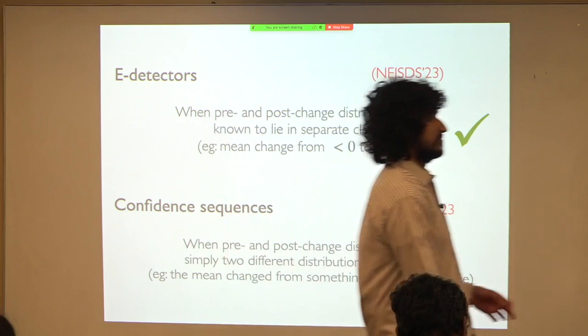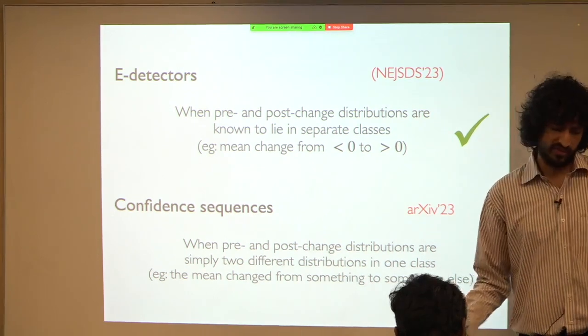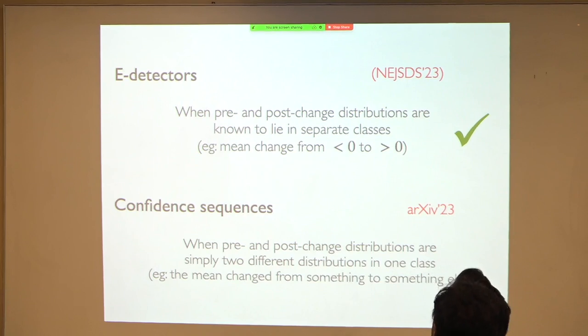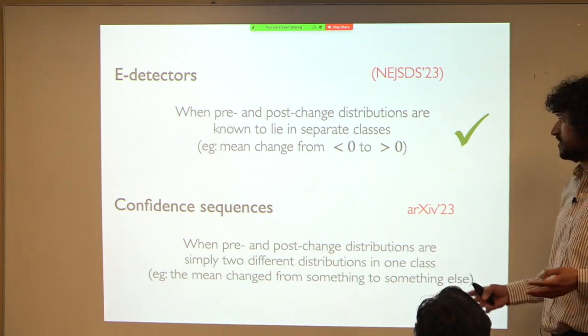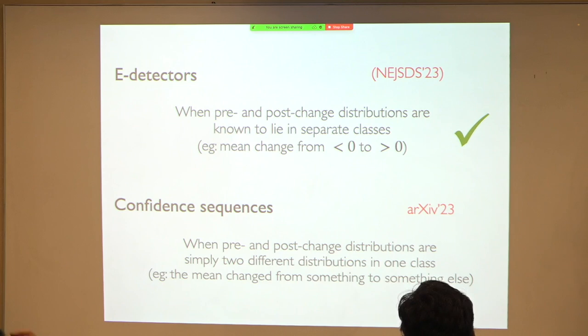Okay, so pre and post change distributions are just simply two distributions in one single given class. For example, we just say I want to detect if the mean changed from something to something else, but I don't specify what that something and something else are. I just want to know if the mean changed. This is fundamentally a different problem from the setting where I have separated them in advance.